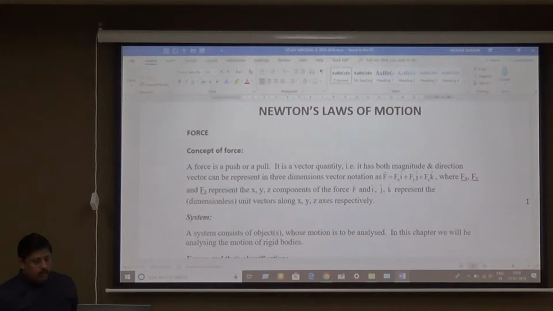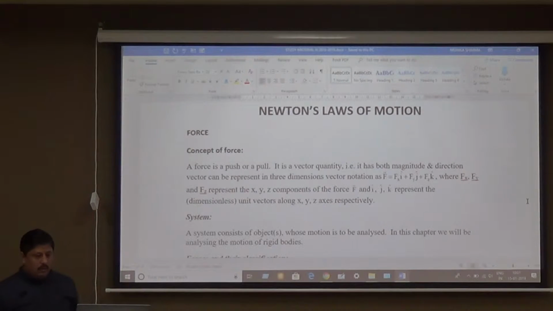This chapter is very important for class 11th students. Here we learn about force, impulse, momentum and the different forms of force as well as friction. So first we will start from force. What is force? What is the concept of force?